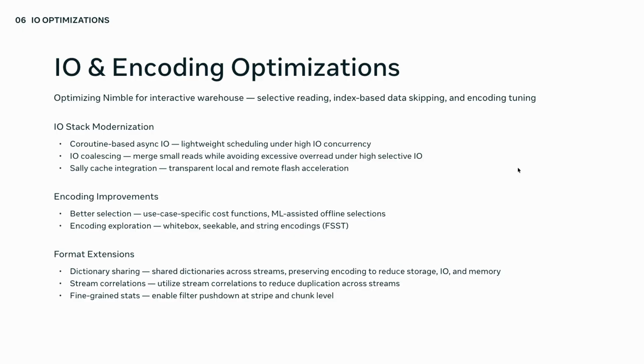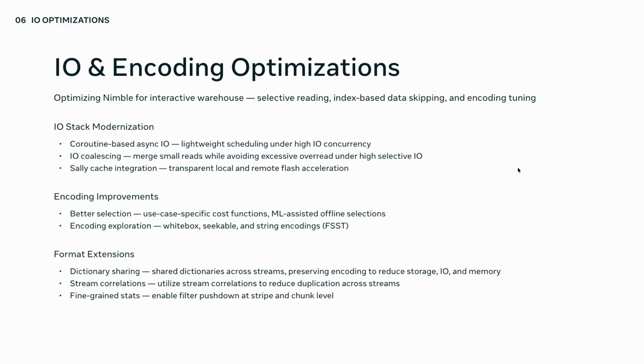First, we plan to modernize our I/O stack. We are moving toward coroutine-based async I/O for lightweight CPU scheduling and highly concurrent workloads. We will continue investing in I/O coalescing, like merging small reads into larger ones, but still try to avoid excessive over-reads for highly selective interactive workloads. And the third is that we are integrating with the Sally cache for local and remote flash acceleration. Sally is Meta's internal cache solution.